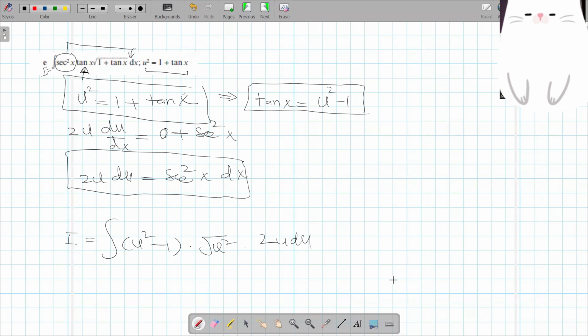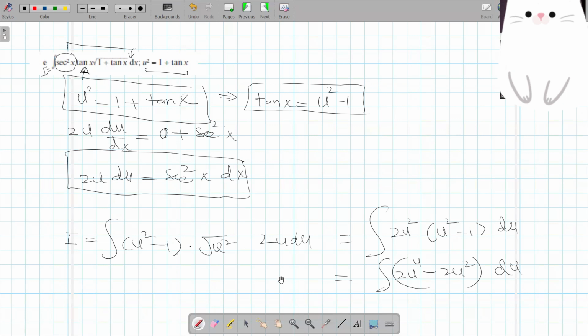That's it. So integrating trigonometric functions will be converted into integrating algebraic functions, and algebraic functions are comparatively easy to integrate. So we have 2u squared multiplied by u squared minus 1 du. I think you can do it now: u to the 4 minus 2u squared du. Do you have any questions in this?